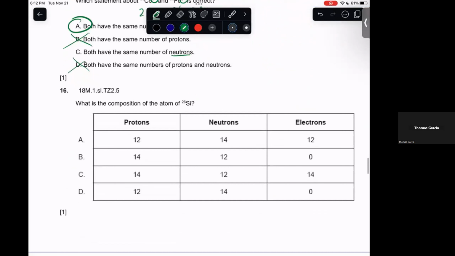What is the composition of Si-26? Well, that is silicon, and knowing it's silicon tells me that we should have 14 protons. So it's got to be not A, and it can't be D. But now we know that 26 minus 14 is the number of neutrons, which is 12. 12 neutrons, cool. And then lastly, we have a neutral charge, no charge. That means protons equals electrons. All right, gotta be C.